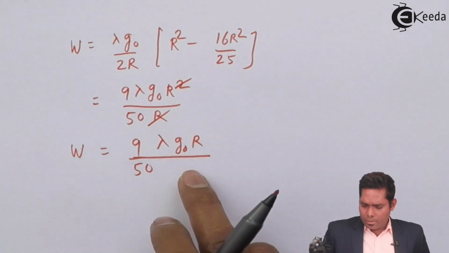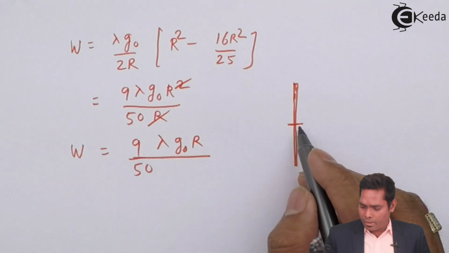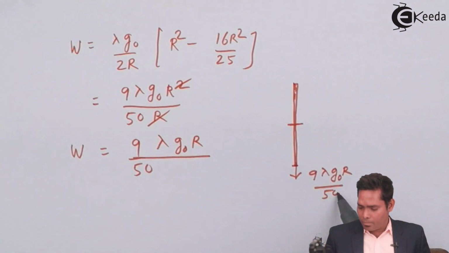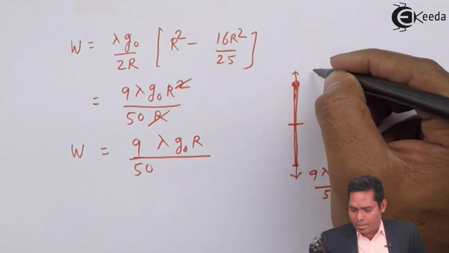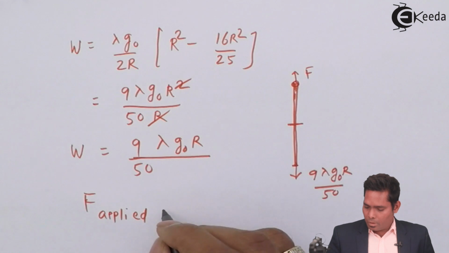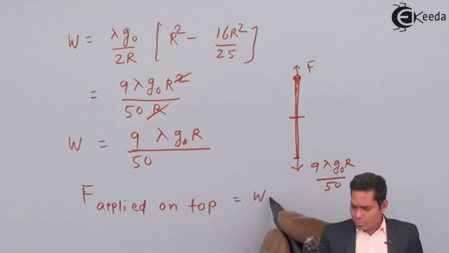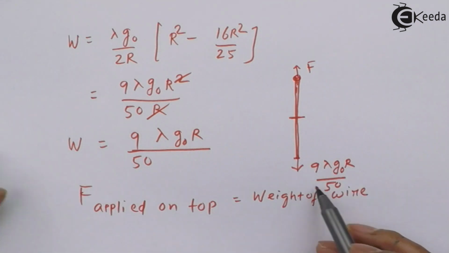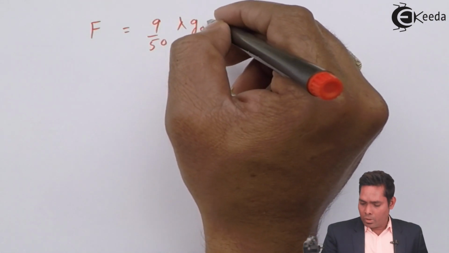Now if this is the weight, which is the wire that is suspended here, this wire has weight equal to 9 lambda g naught r divided by 50. Then if this is the weight, that has to be the force applied at the top, because the person has to apply this much force. That force must be equal to this. So force applied on top equals the weight of the wire. So therefore force applied equals 9 by 50 lambda g naught into r.